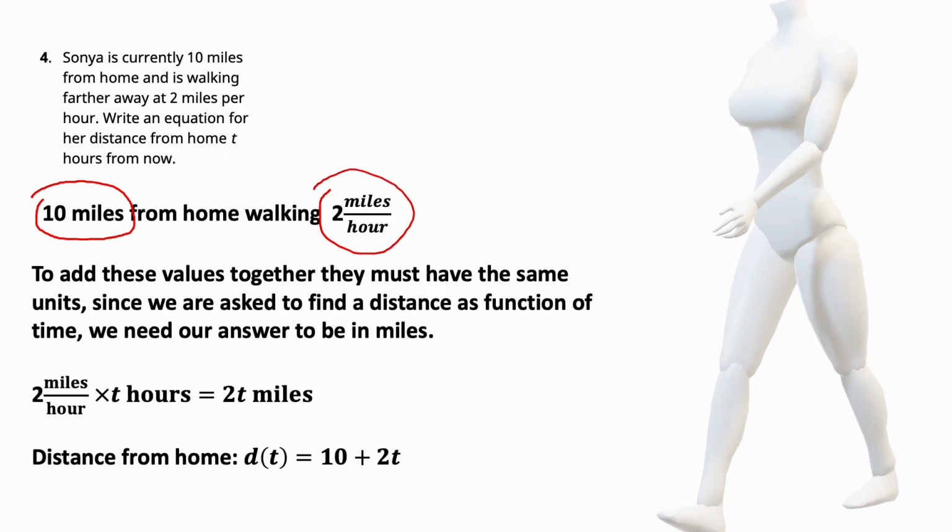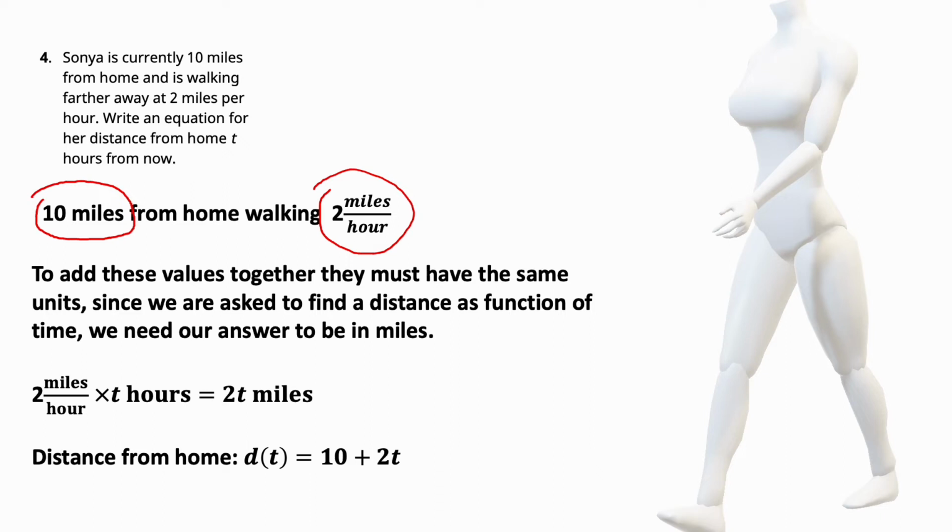But notice that the units per, which means divide, don't match up. Miles per hour and miles don't match. So what do I need to do? To add these two values, they must have the same units. Since we are asked to find distance as a function of time, we need our answer in miles.